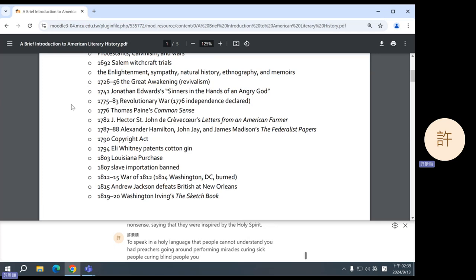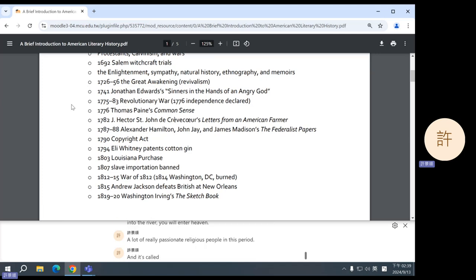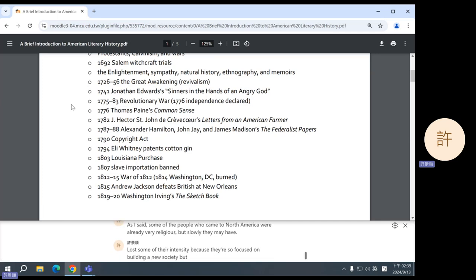You had preachers saying that, you know, if you say these words and say you believe in Jesus Christ once again and you jump into the river, you will enter heaven. A lot of really passionate religious people in this period. And it's called revivalism because, as I said, some of the people who came to North America were already very religious, but slowly they may have lost some of their intensity because they're so focused on building a new society. But in this period, the religious intensity came back. And one good example is the sermon, Sinners in the Hands of an Angry God, by Jonathan Edwards.